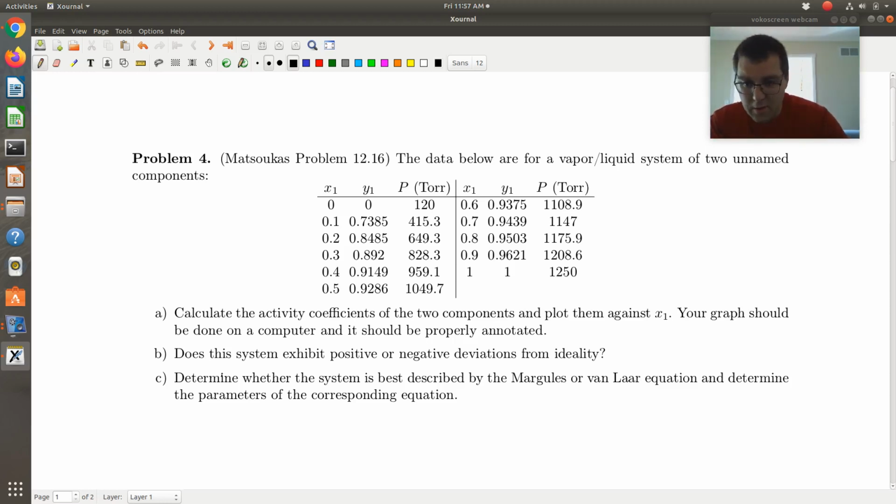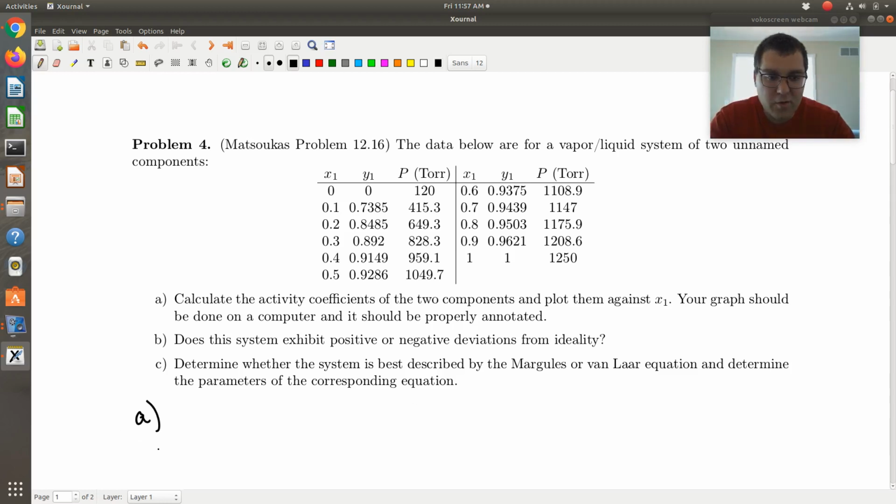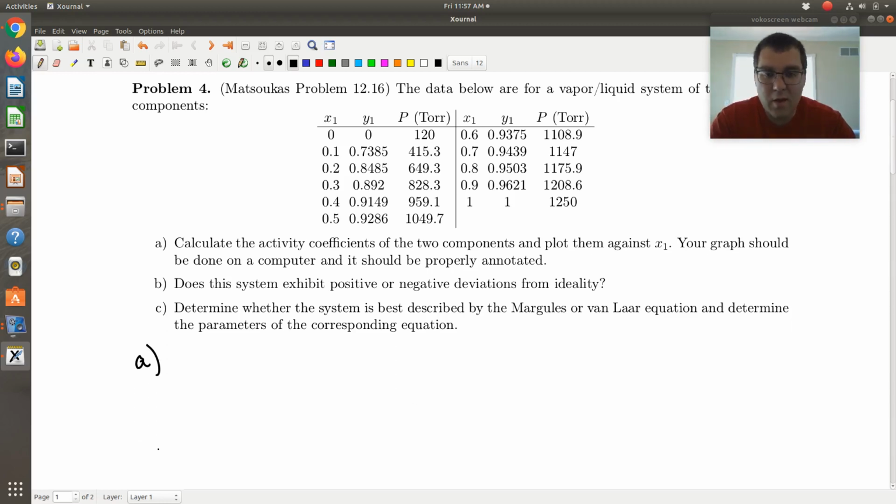Okay, and so in part A, the first thing we're asked for is, given this data, to calculate the activity coefficients gamma 1 and gamma 2. Okay, let's do it. The key is just to write down my modified Raoult's law expressions. So this is essentially our data reduction type of step. So y1 P is equal to x1 gamma 1 P1 sat.